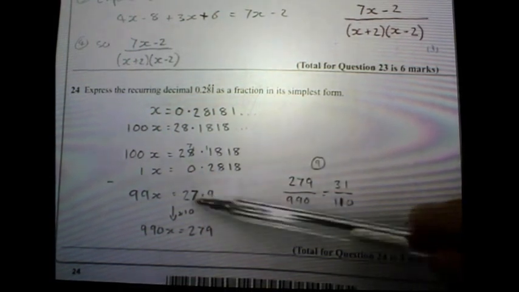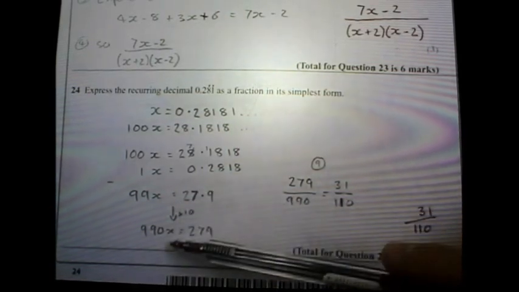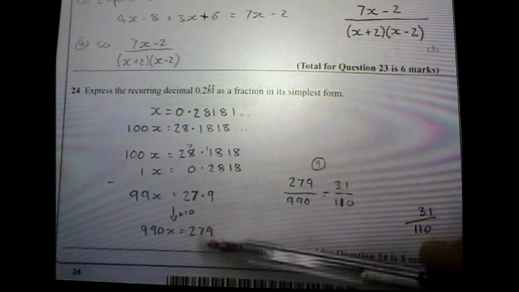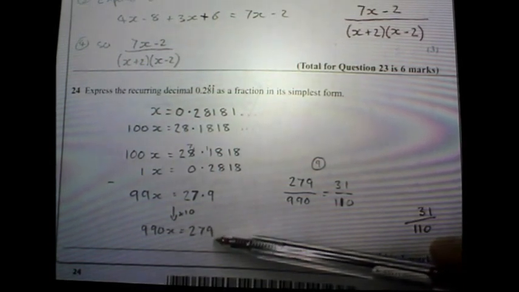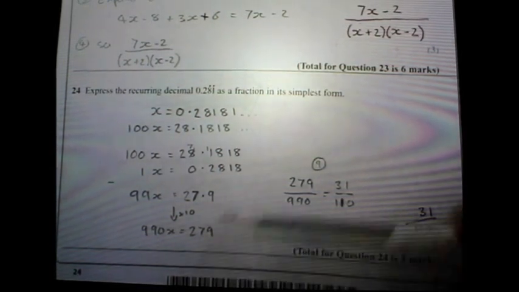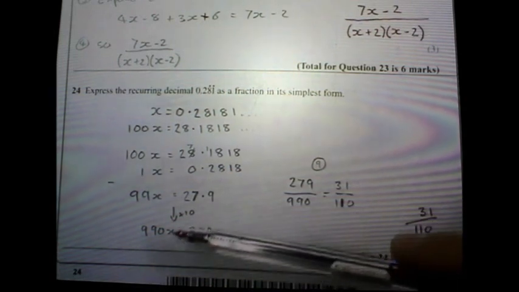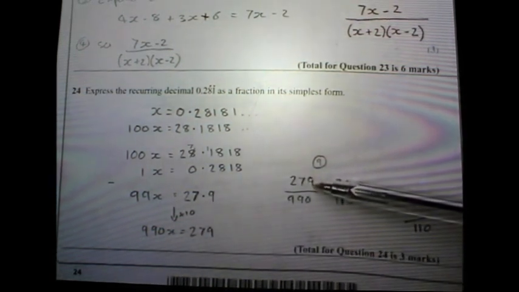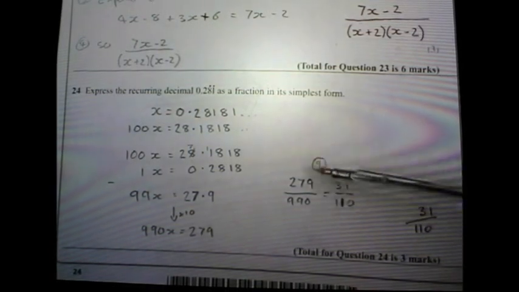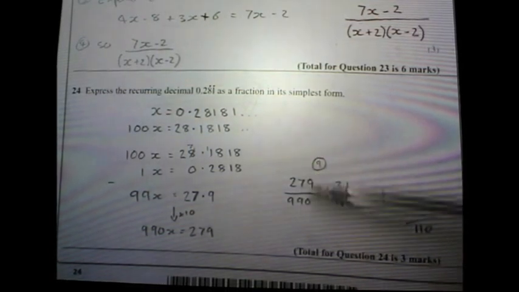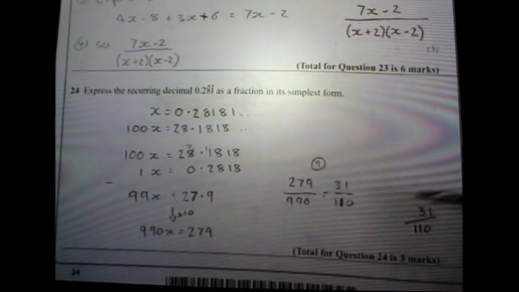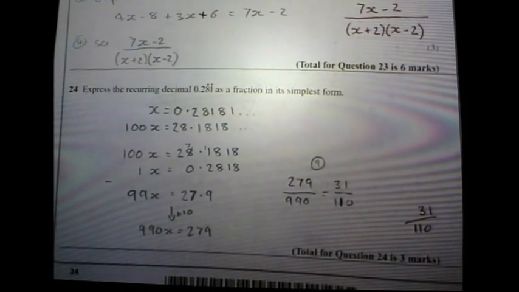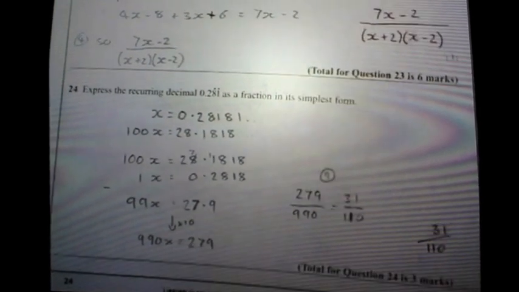Because I want to get this as a whole number, not a decimal, I've times both sides by 10. So that's 990x equals 279. So the basic formula is, if you look at it this way, you want to get x on its own, so divide both sides by 990, it leaves you with this, but it does say in its simplest form. I notice that 9 goes into both of these, and so you can simplify it to 31 over 110. 3 marks, not easy. Next.